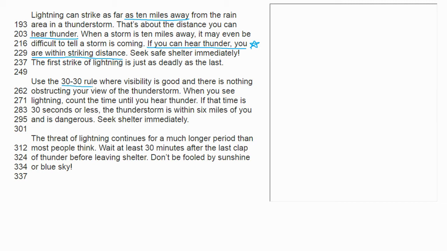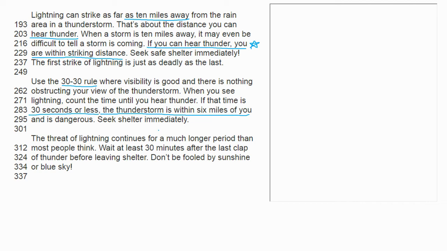Use the 30-30 rule. I don't know what that is, so I'm hoping they're going to tell me. Use the 30-30 rule where visibility is good and there is nothing obstructing your view of the thunderstorm. When you see lightning, count the time until you hear thunder. If that time is 30 seconds or less, there's the first 30, the thunderstorm is within 6 miles of you and is dangerous.